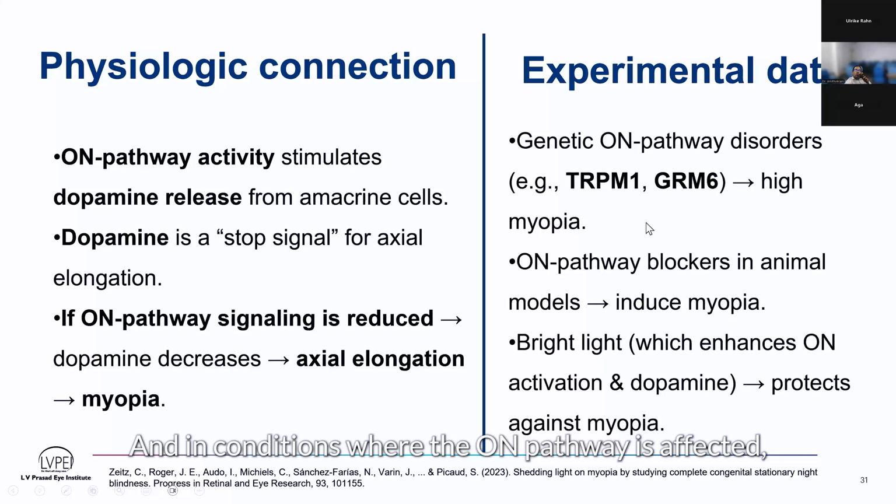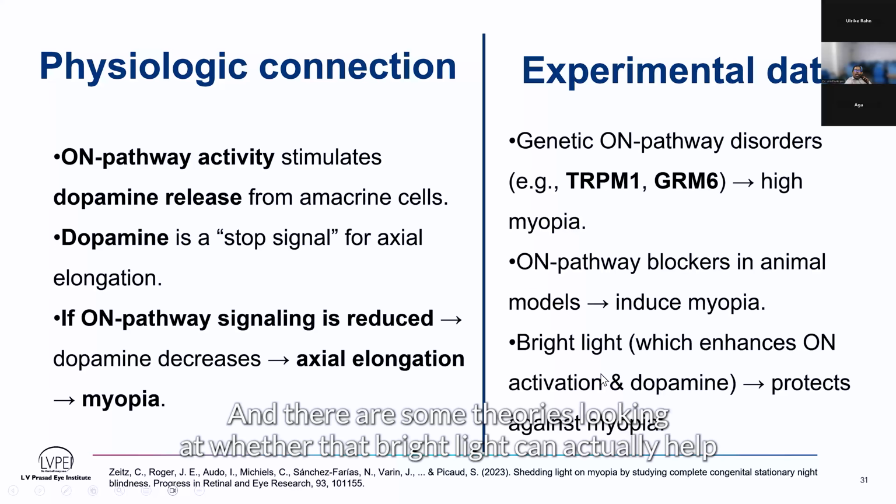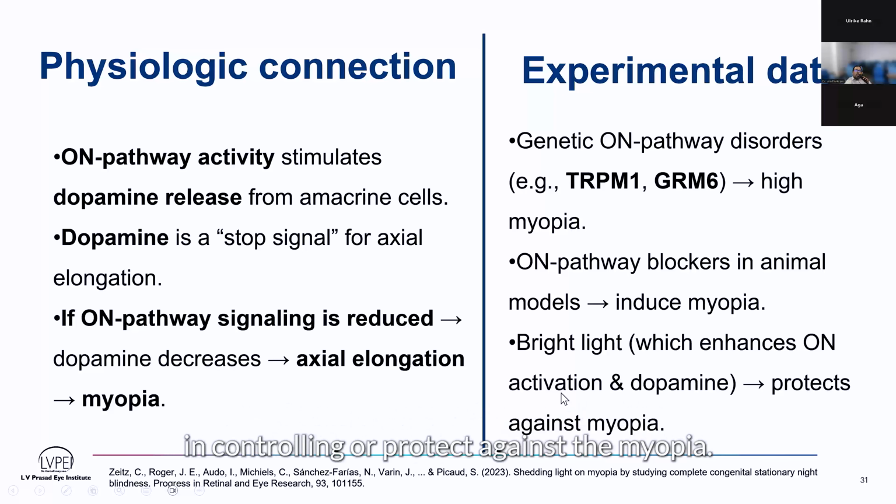In conditions where the on pathway is affected, there is an association with high myopia, and this is noted in animal models as well. There are some theories about whether bright light can actually help control or protect against myopia. That is again a work in progress.